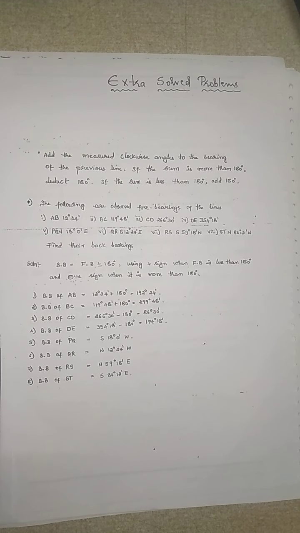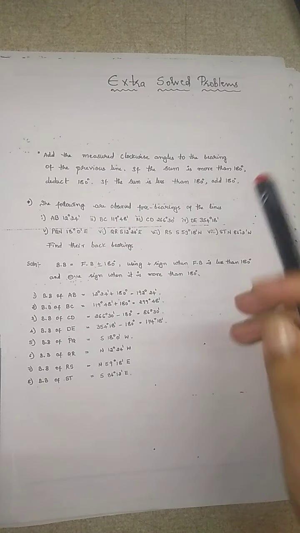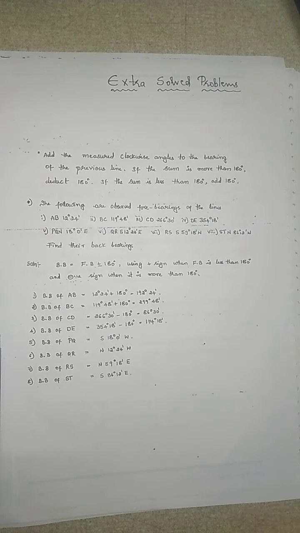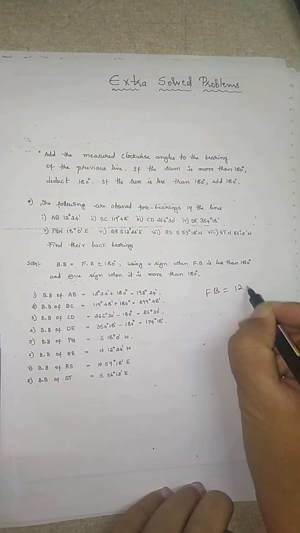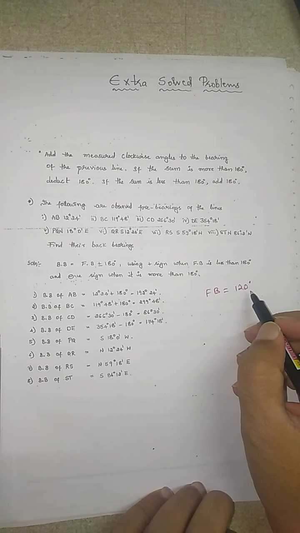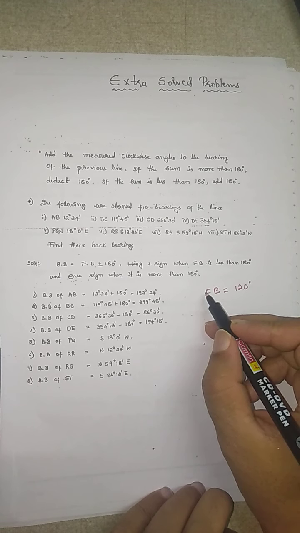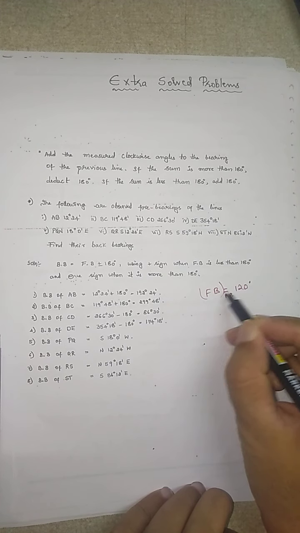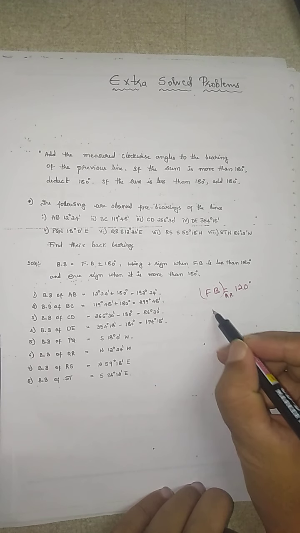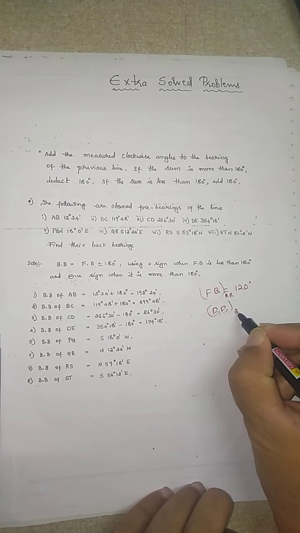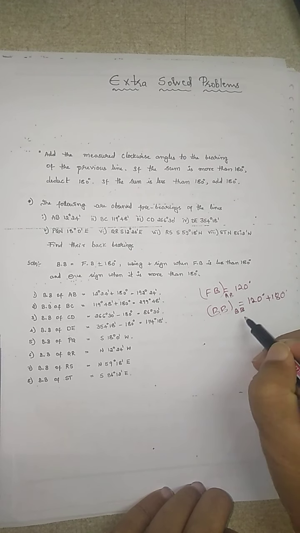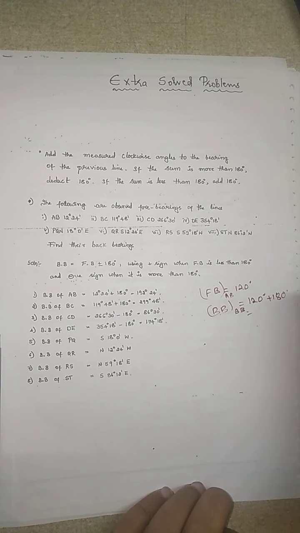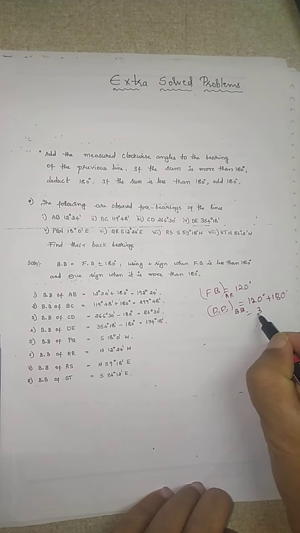Now, if we want to find the back bearing, what is the rule? Suppose the forebearing of the line AB is 120. If the forebearing is less than 180, we add 180 in order to find the back bearing. So 180 plus 120 is around 300.